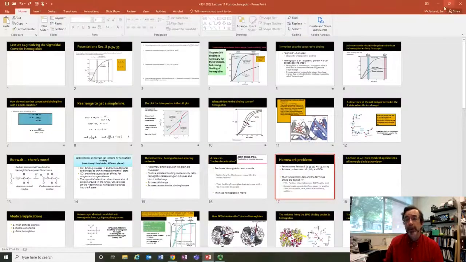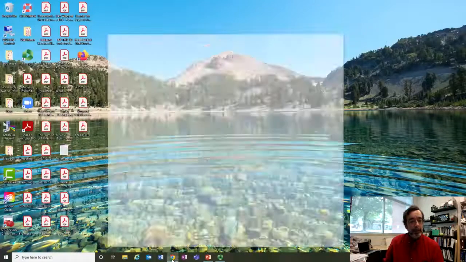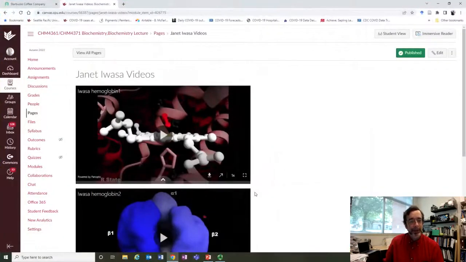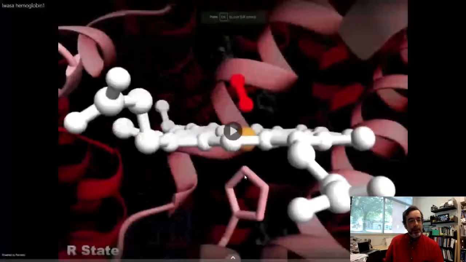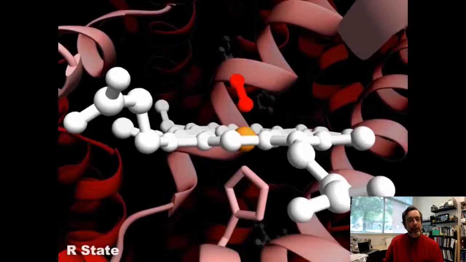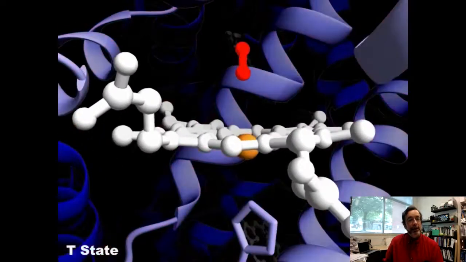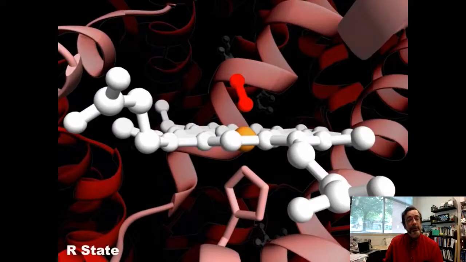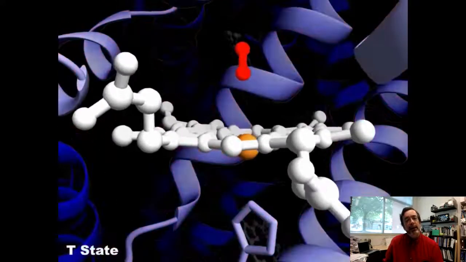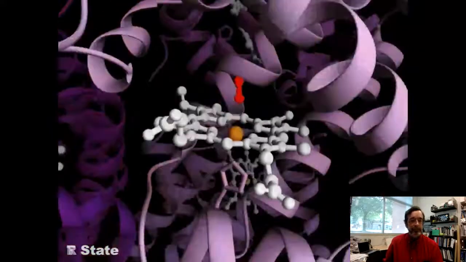So if this works, I will show you the 3 movies. If you go to Canvas, you can see that I have the movies right here. And let's see if this works. This is the first movie. It shows oxygen going on and off. Red is oxygen bound. Blue is oxygen unbound. So that means red is the R state, blue is the T state.